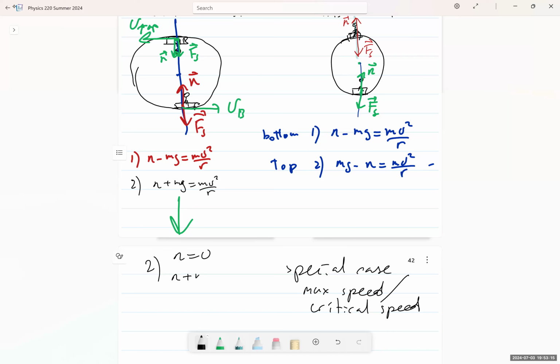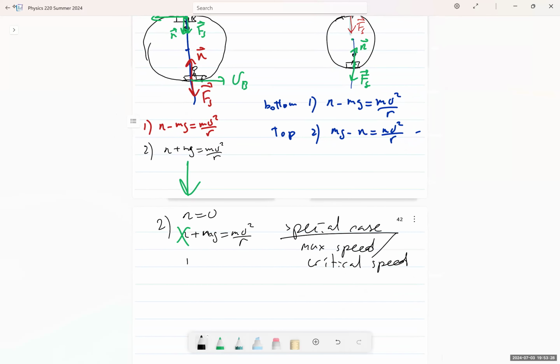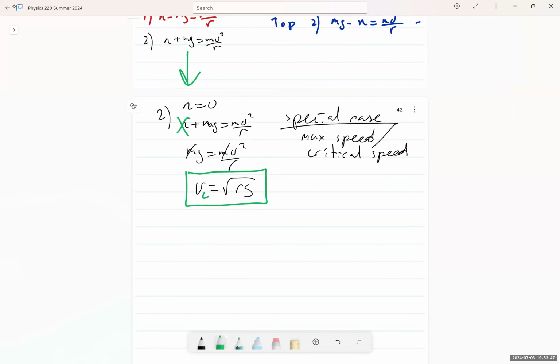So in this equation, N plus mg equals mv squared over r, for this special case of the max or critical speed, we assume that N is 0. So you're for an instant off your seat. Then mg equals mv squared over r, cancel the mass, and your speed is equal to the square root of rg. So this is known as the critical speed. That means with this speed or higher, you're good enough to come back. If you have anything less than this, let's say this is the curve, right?